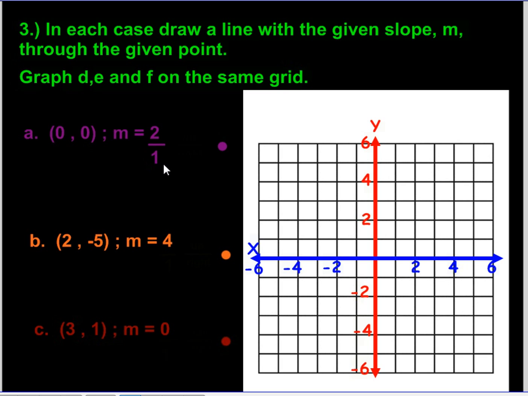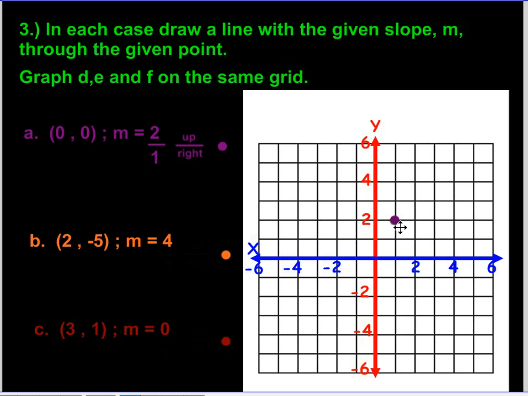So we have 2 over 1, keeping in mind that the rise is always up, the run is always to the right. So we're going to be moving 2 up and 1 to the right. And we're going to be starting at 0, 0. So let's take a dot, start at 0, 0. And we are going to go 1, 2 up, 1 to the right.